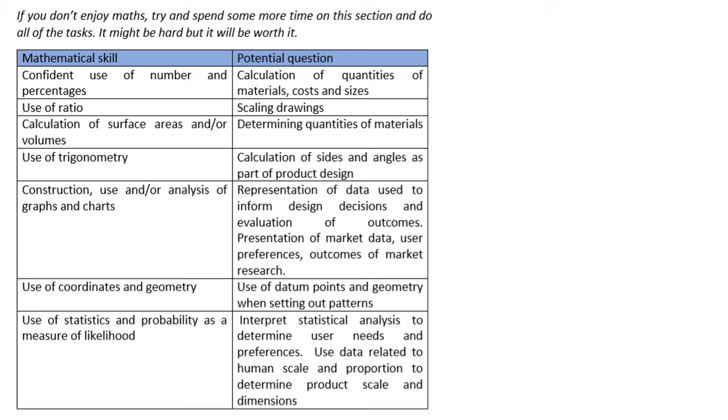So if you're reading this list and you're feeling a little bit wary, a little bit nervous, if we do read through it, we've got confident use of number and percentages, use of ratio, calculation of surface areas and/or volumes, use of trigonometry, construction, use and/or analysis of graphs and charts, use of coordinates and geometry, and use of statistics and probability as a measure of likelihood. Now there is supposed to be one more on this table, but I couldn't fit it on the slide, and unfortunately I can't remember what it was off the top of my head.